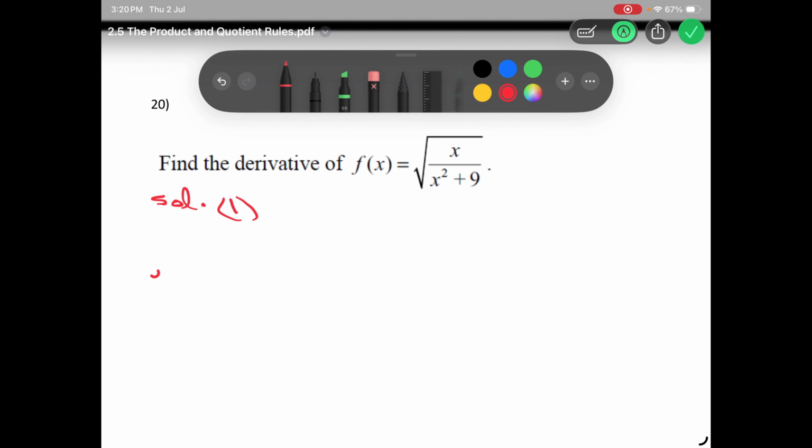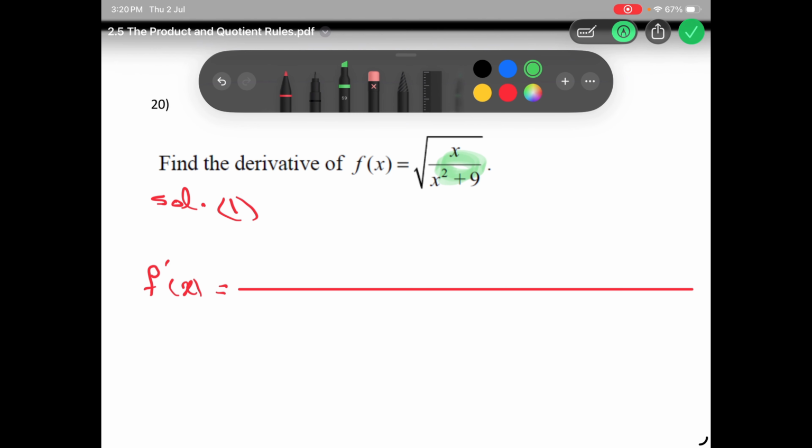So f prime equals... first I will differentiate this. This is one approach to find the derivative of this guy here. The derivative of this is itself a quotient rule. So with the quotient rule, I will take whatever is in the bottom to the top.